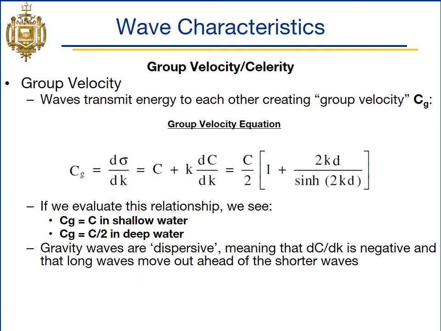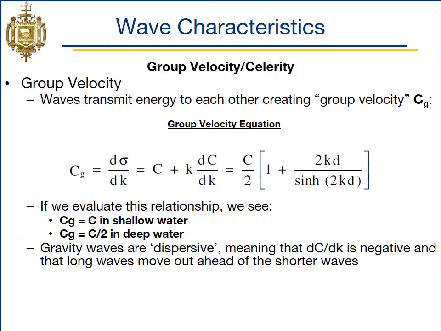Now mathematically, we can write group velocity as a function of the celerity, and it's also a function of wave number and depth. So we see here this hyperbolic sine function. This is pronounced sinh, and it's probably been a while since you've seen hyperbolic trig functions. You should be familiar with these from your calculus courses, and you will want to make sure you have a calculator that can solve hyperbolic trig functions. You're going to need that for this course.